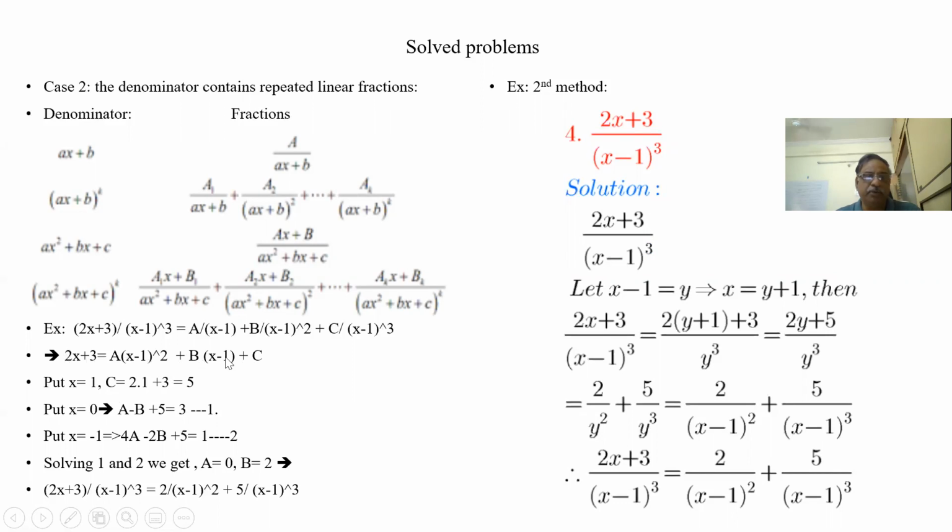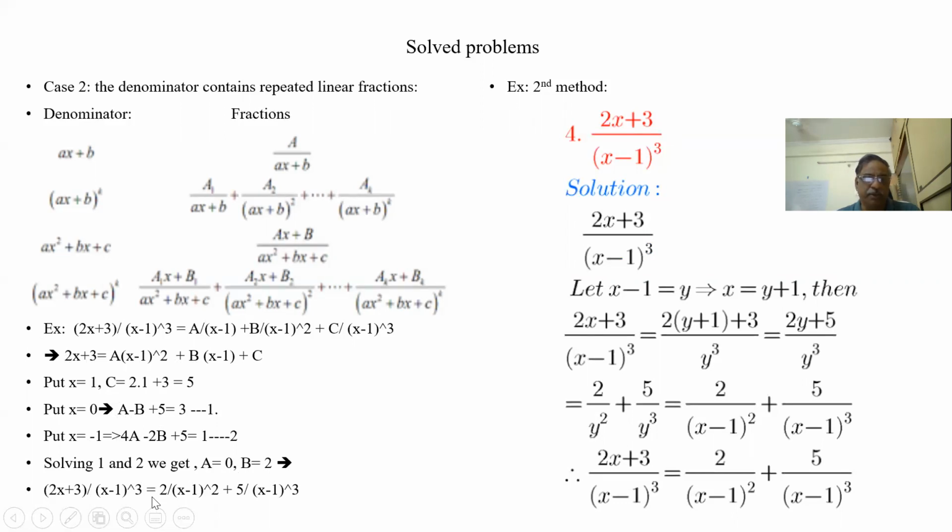So I get c. Now I put x is 0, and I will get an equation in A and B. I put x is minus 1, and I will get another equation in A and B, because I know the c value is 5 and I replace it. So if I solve these two equations, I am getting A as 0 and B as 2.